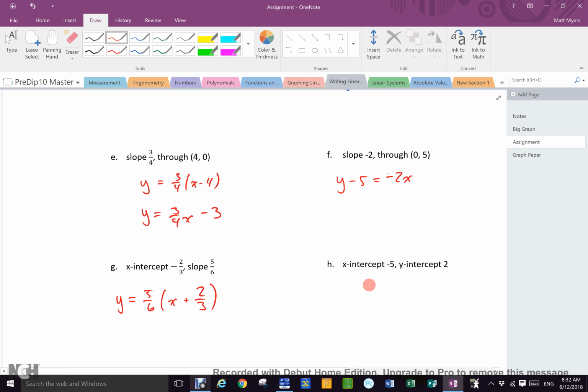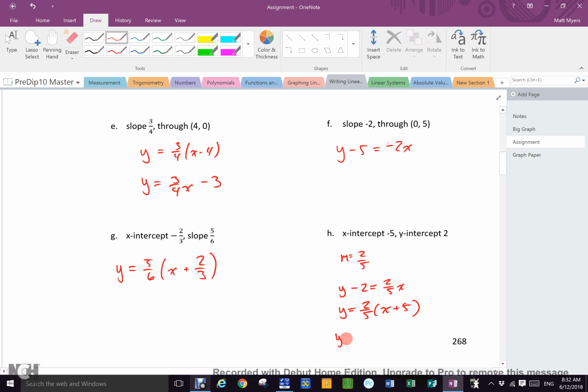The slope is 2/5. So it is y minus 2 equals 2/5 x. Or y equals 2/5 x plus 5. They're the same thing. Or y equals 2/5 x plus 2. All of them are the same. And that whole page is out of 8. Does anybody have any questions about it?